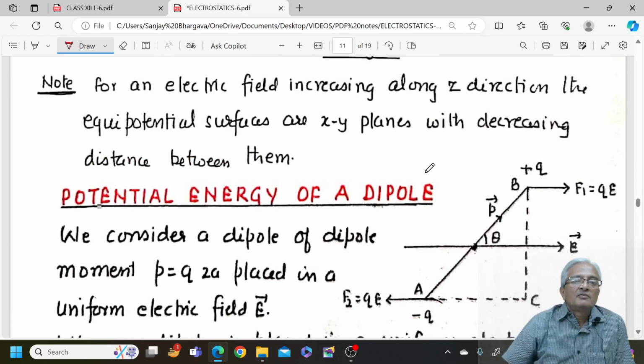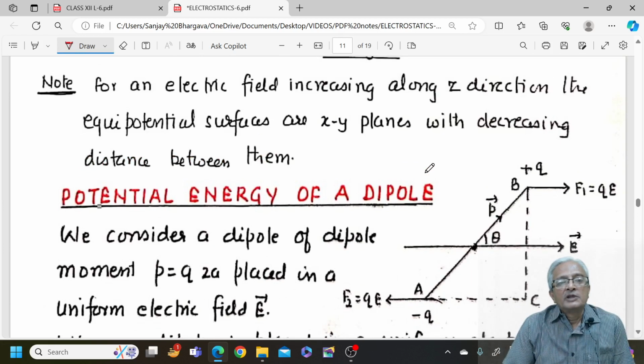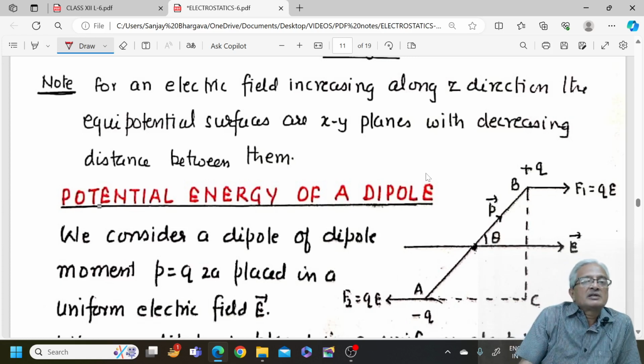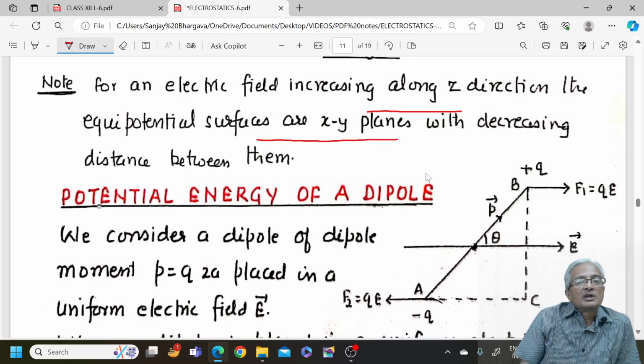Now, we have been asked what would be the equipotential surfaces for an electric field increasing along the z direction. We can say that for an electric field increasing along the z direction, the equipotential surfaces are xy planes. Since the field is increasing, the distance between the planes would be decreasing. So we have equipotential surfaces which are xy planes with a decreasing distance between them.